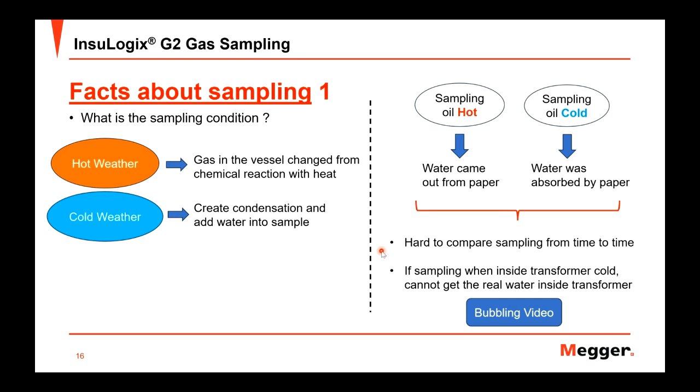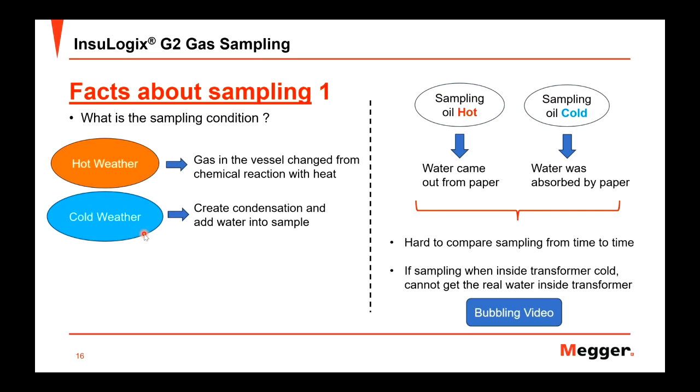I would like to talk a little bit about the facts when you do a sampling here, because we have already talked about how to pull the oil from the transformer. First is the condition when you do a sampling. You're sampling when the temperature or the outside condition is hot or it is in cold weather.